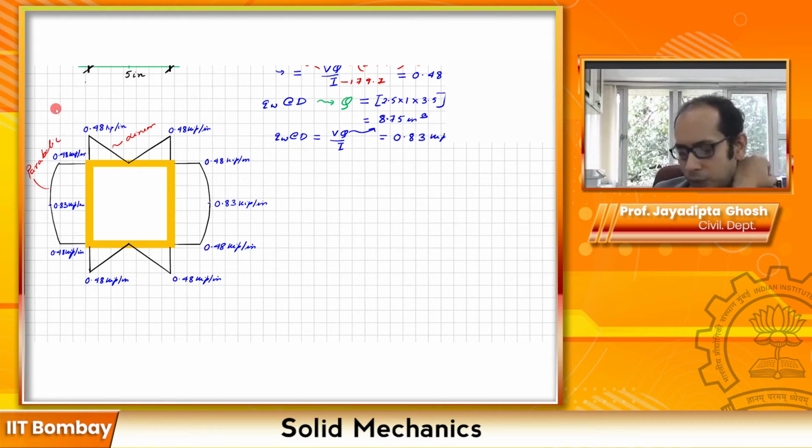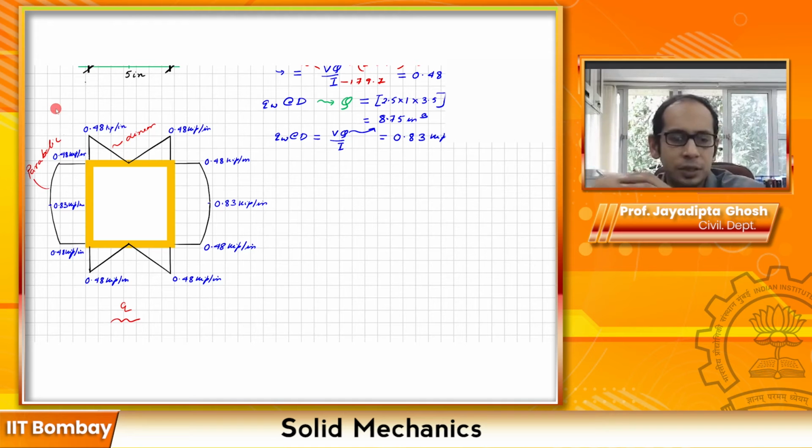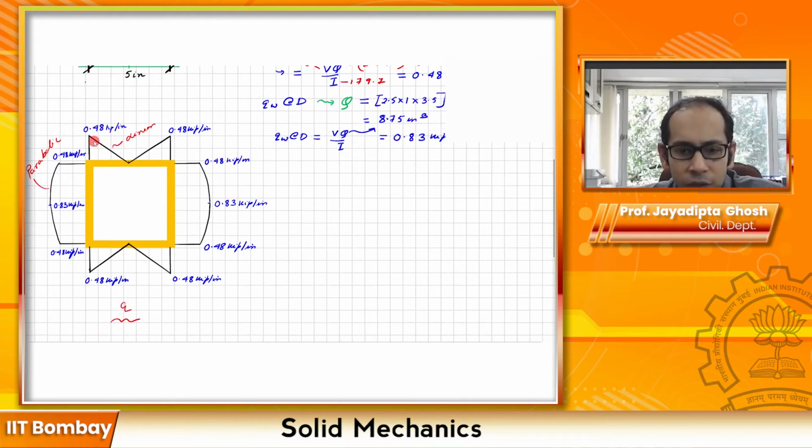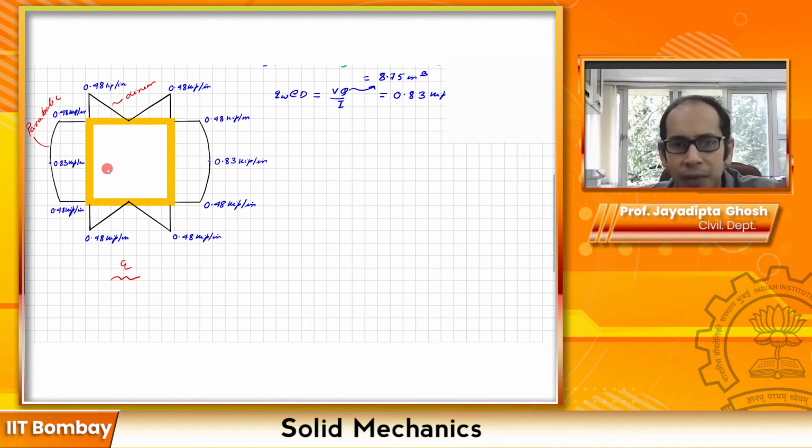Now although this gives you the distribution of q, you can imagine that the distribution of your tau, the shear stress, is also the same. Why? Because q equals tau times t, so tau equals q divided by t. So if you take each of these values and you divide by the thickness, which in this case is 1 inch throughout, you will get the same profile for the shear stress distribution. So I hope this overall problem was clear and that you're clear with the concepts of shear flow distribution in thin wall sections.